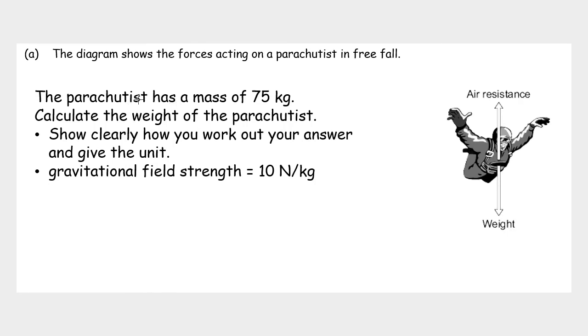So we have a parachutist, mass of 75 kilos. You're asked to work out the weight of the parachutist, showing clearly how you work out your answer, give the unit, and you're told the gravitational field strength. So you will have learnt that the weight of something is equal to the mass multiplied by the gravitational field strength.